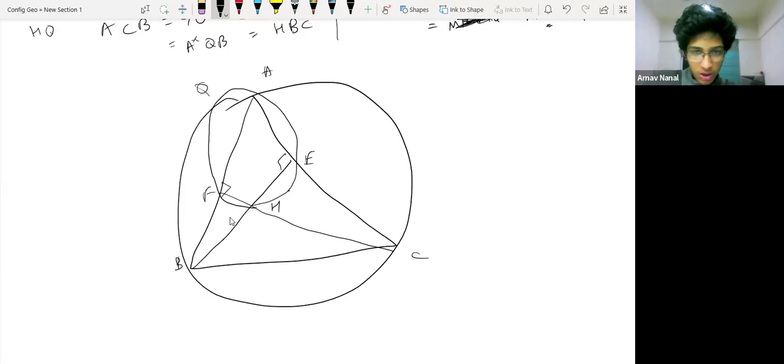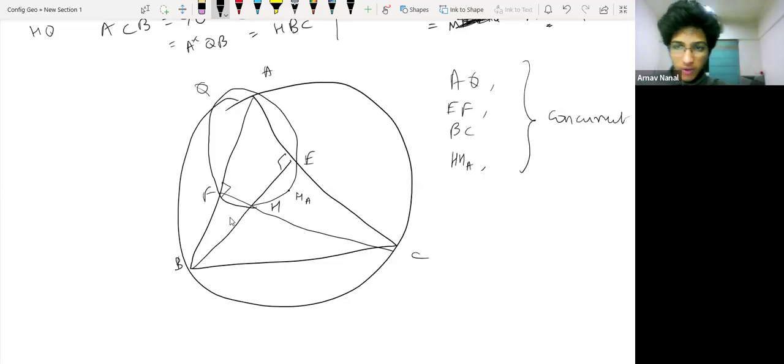Okay, so you know that H also lies on this circle, right? Because of the 90-degree thing. So we now claim that AQ, EF, BC, and the tangent at H to the circle are all concurrent. And the point of concurrency is called the X point. So you need to show this.